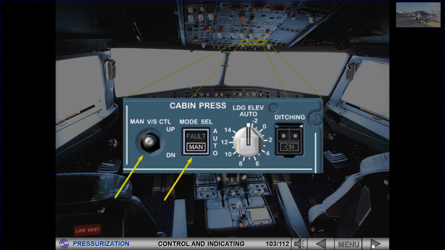The manual vertical speed control switch is used to set the cabin pressure altitude when manual mode is selected. In this configuration, the third electrical motor operating the outflow valve is directly controlled by this manual vertical speed control switch.